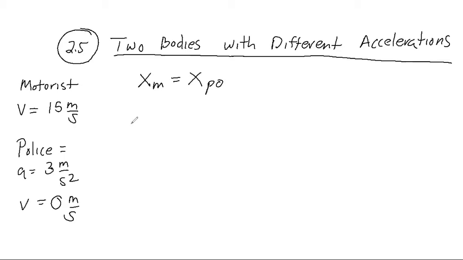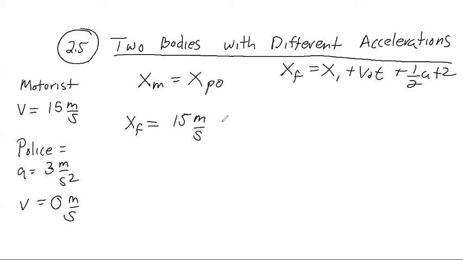So let's see, for the motorist, we have X final. We'll call our initial position equal 0. Oh, remember, we're using our displacement equation. I'll write that down: X final equals X initial plus V naught T plus 1/2 A T squared. We're calling the initial position 0 for both of them. For the motorist, it's 15 meters per second times T. And the motorist is not accelerating. He's not trying to get away from the officer.